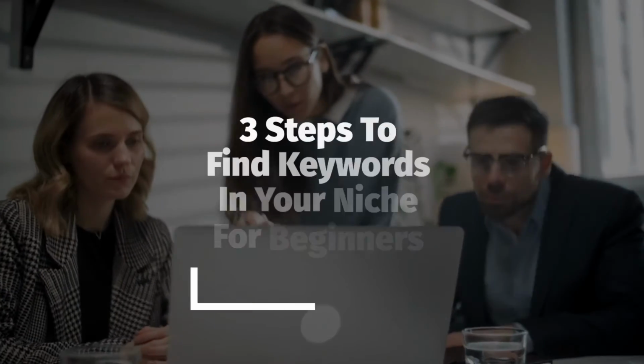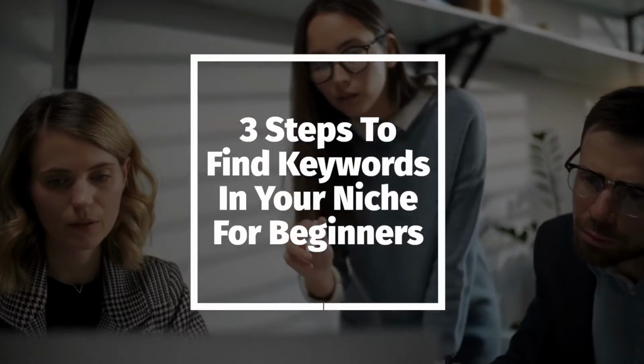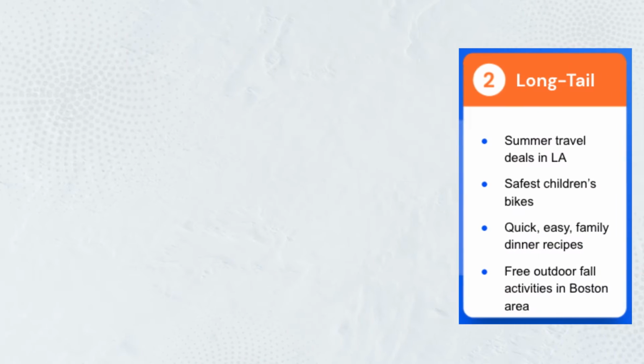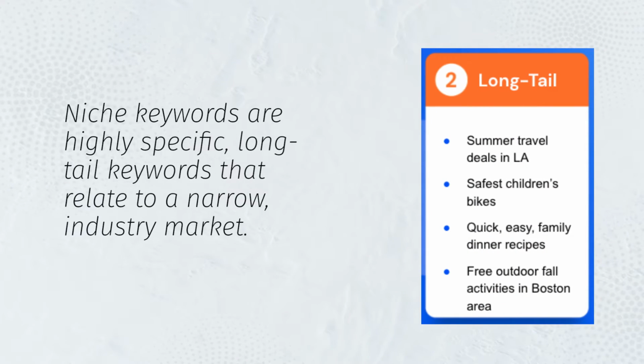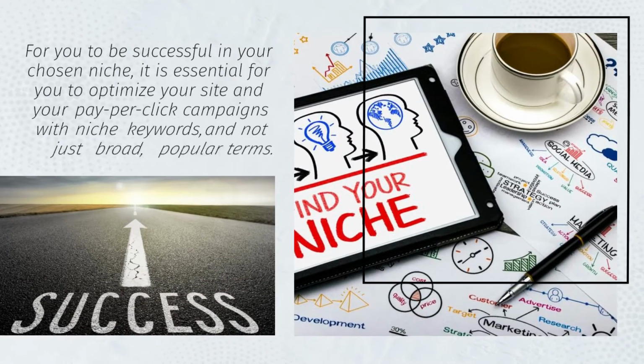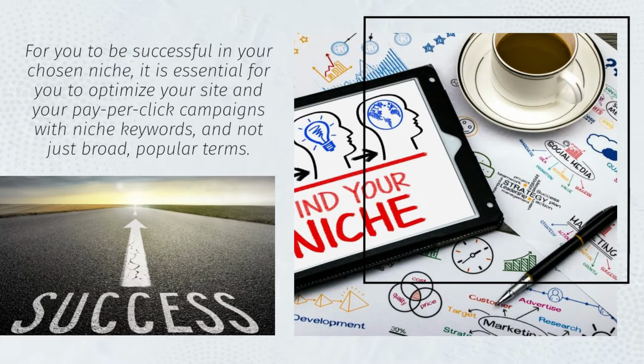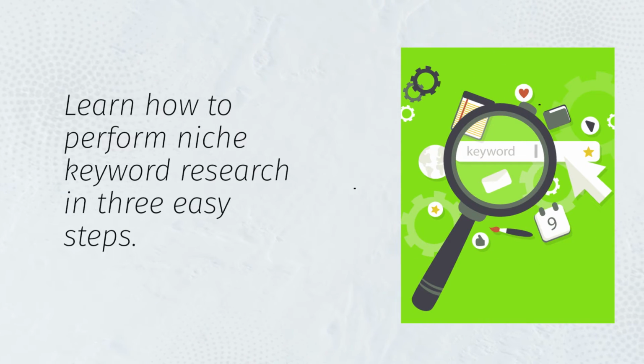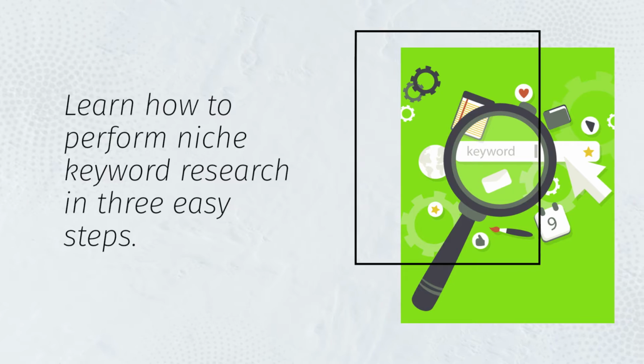3 steps to find keywords in your niche for beginners. Niche keywords are highly specific, long-tail keywords that relate to a narrow, industry market. For you to be successful in your chosen niche, it is essential for you to optimize your site and your pay-per-click campaigns with niche keywords, and not just broad, popular terms. Learn how to perform niche keyword research in 3 easy steps.